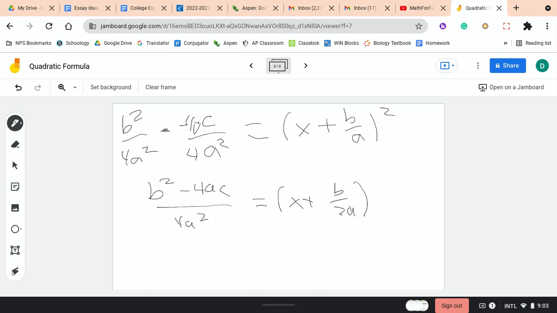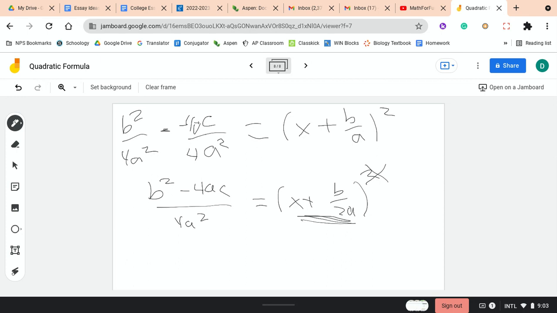And some of you might be excited already because we have a b squared minus 4ac on the top. So we're starting to get close to the legitimate quadratic formula. It's starting to poke its head out of the abyss here. So the next thing we're going to do is take the square root of both sides. When we take the square root of this side, we're just left with x plus b over 2a, because if you take the square root of something squared, you just get the original thing.